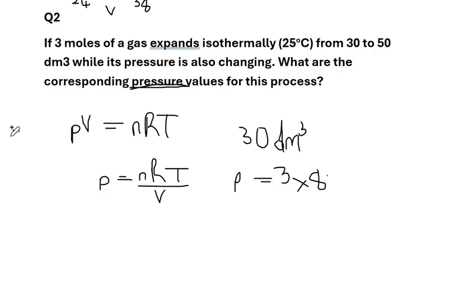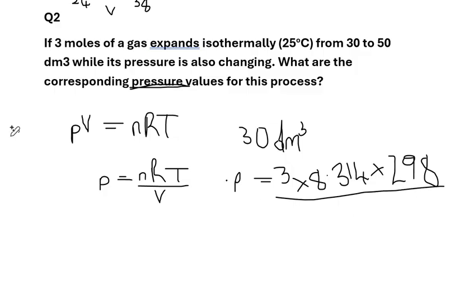So this means that you have to convert the temperature to Kelvin, right? You have to ensure that your units are matching so you can cancel accordingly. And if they don't match, you're not going to get the correct answer as well. So convert accordingly. I'm going to multiply by the temperature. So you're going to convert 25 degrees Celsius to 298. You have to add 25 to 273 to get the temperature in Kelvin. I'm going to divide by the 30 dm cubes.